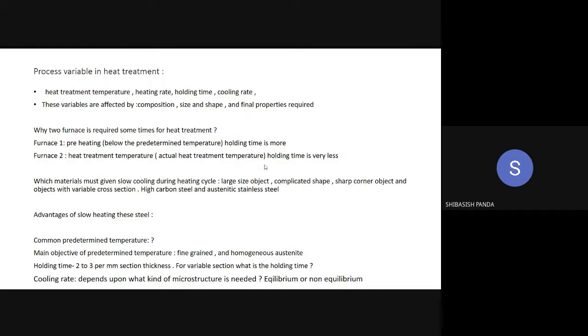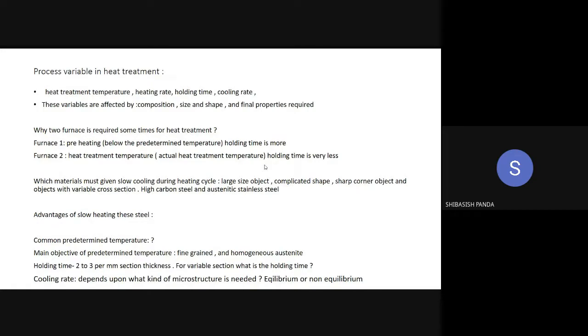This is very simple. Just imagine you have two furnaces. Suppose your predetermined temperature is 950 or 1000 degrees centigrade, right? So in the first furnace, you keep a temperature of, suppose, 500 degrees centigrade. In the second furnace, you keep the temperature at 1000 degrees centigrade. You take the sample, put it inside the first furnace and switch on the furnace. The temperature will slowly rise from room temperature to 500 degrees centigrade. It will take some time. But after reaching 500 degrees centigrade, you take out the sample and put it into the other furnace, which is already at 1000 degrees centigrade.